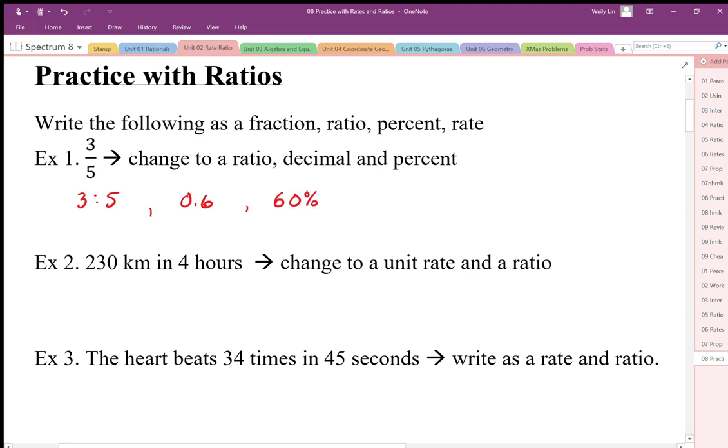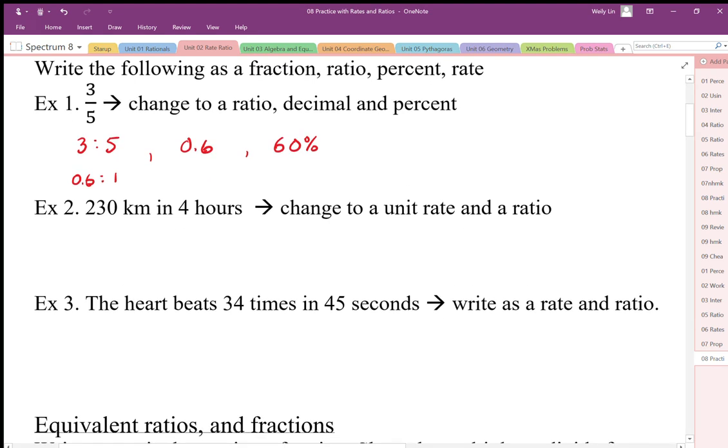And this ratio can be shown as a decimal ratio. For example, we can show this as 0.6 to 1, a unit ratio, which is the same as our decimal, which again we use as our multiplier in our rate problems. So we can change this 230 kilometers in 4 hours into a unit rate, and we can find a unit rate or a multiplier by dividing.